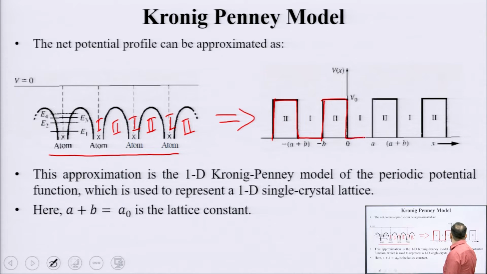So, an electron can be confined within these so-called potential wells, and it becomes easier to mathematically analyze an electron inside a potential well. This approximation is known as the 1D Kronig-Penney model of the periodic potential function, and it is used to represent a 1D single crystal lattice. Here these numbers A and B: we start from here, this is the origin, the length of region 2 is B and the length of region 1 is A. A plus B is nothing but the lattice constant of the material.